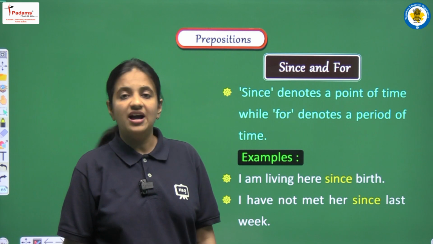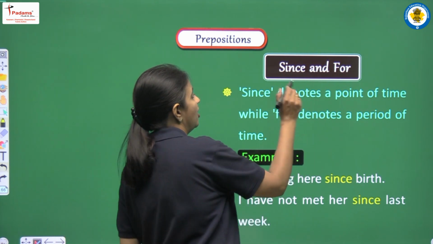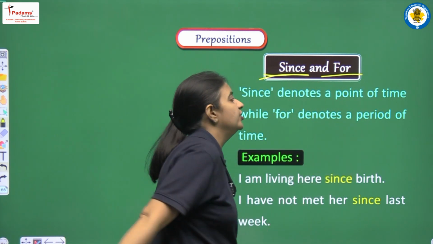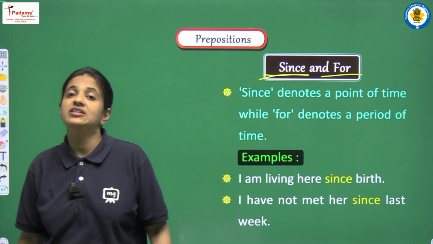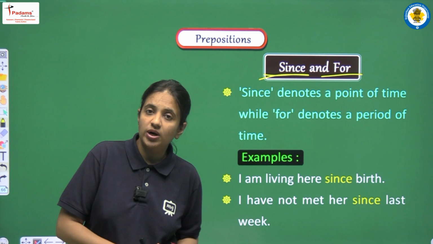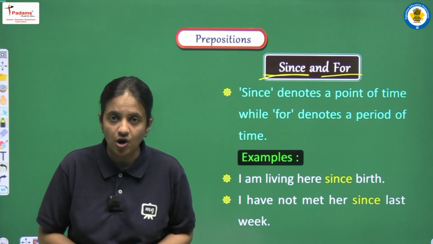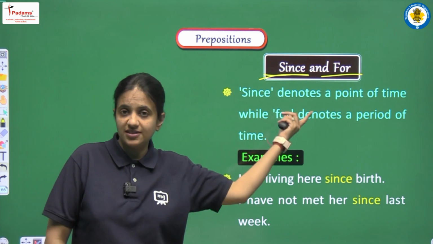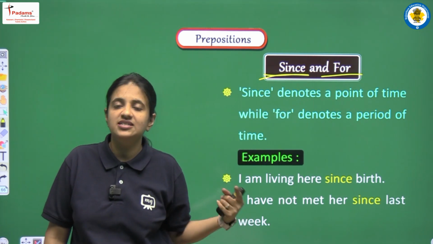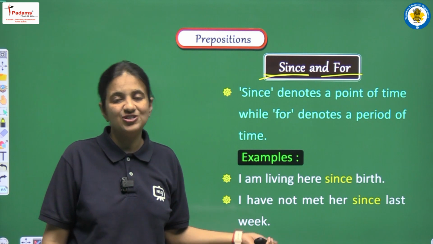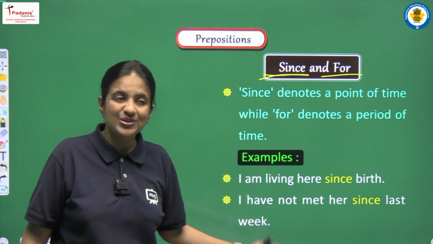Now moving on, we are having another preposition. So now, since and for. So yes, we have discussed these words earlier also when we were having the tenses, because these two words we have discussed in the tenses topic, how can we use since, how can we use for. So yes, they are also among the prepositions. They are used as prepositions also. So let's see what their uses are.